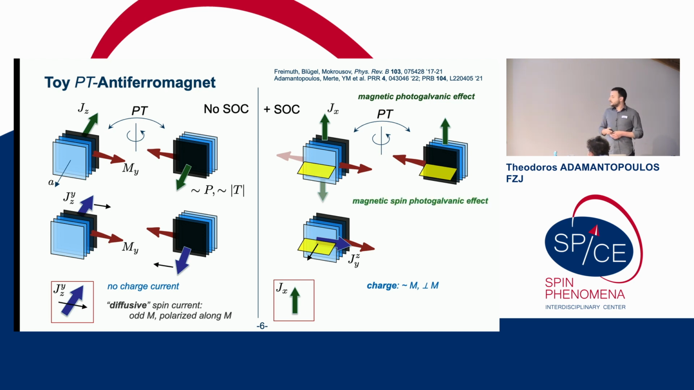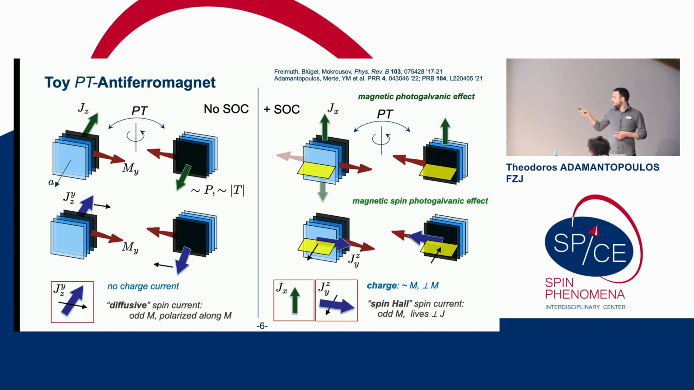This is due to the magnetic spin photogalvanic effect. And again, the PT symmetry operation here flips both the direction of the flow and of the spin polarization, so that it will overall survive. And this type of spin current, I will name as the spin Hall type of current. Again, it is odd in the magnetization, but it lives perpendicular to the charge current.